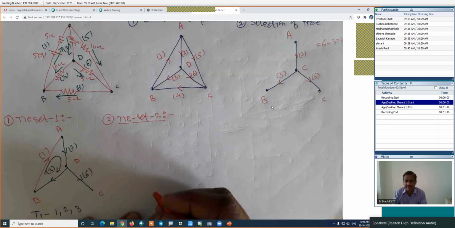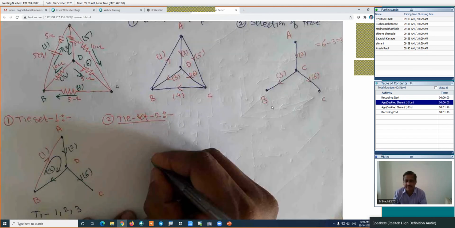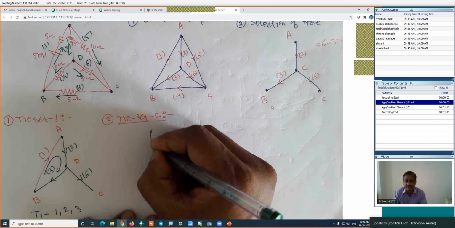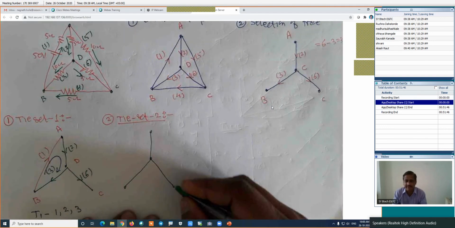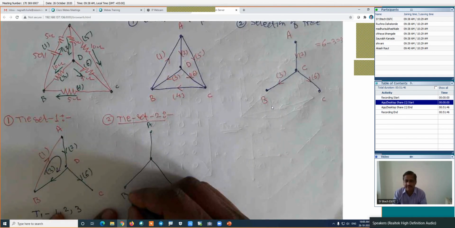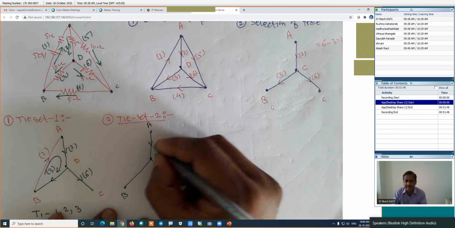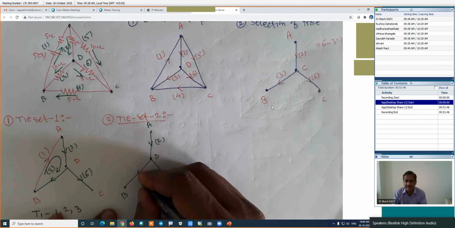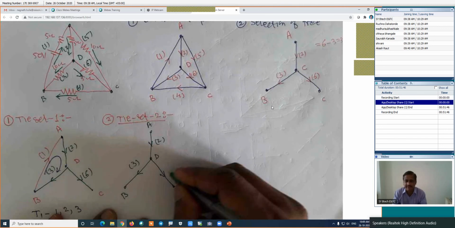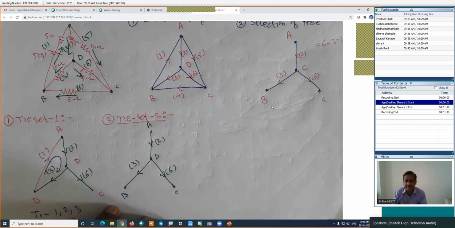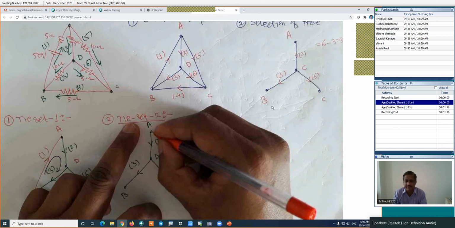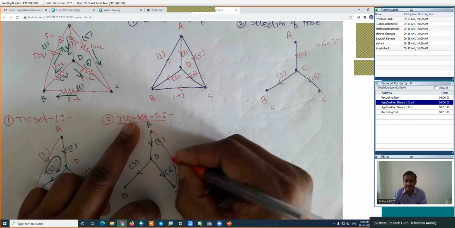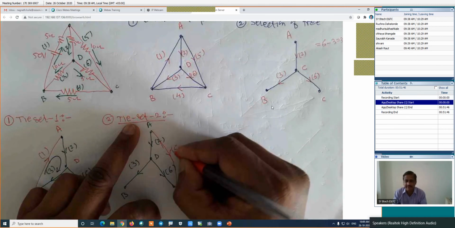Is it right? Then I will draw the tree again as it is. This is branch number 1, 2, and 3 for that particular tree. This is node A, this is node B, this is node C, and this is node D. This is branch number 2, which is downward. This is branch number 3, downward. This is branch number 6, again downward. Now I will select a second co-tree branch. I have taken this, I will take this now. If I put this branch, its direction is downward. That is branch number 5.